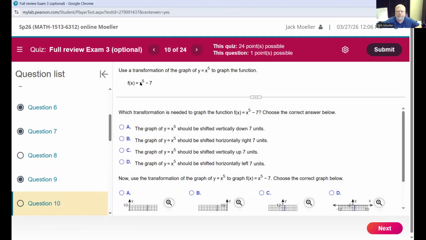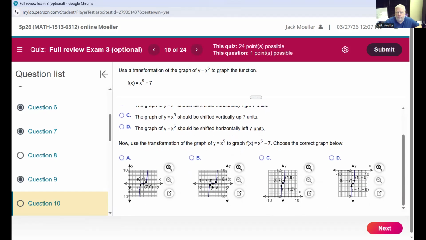Like this one. This is x to the 5th, so that's an odd degree, so that's going to be an S shape. And then what does that minus 7 do? Well, it's not inside the parentheses, so it's not horizontal. It's outside, so it's vertical. And so that's going to do what we expect. So that goes down 7.